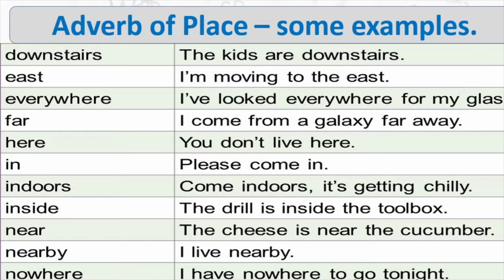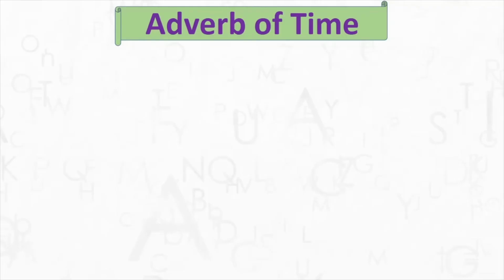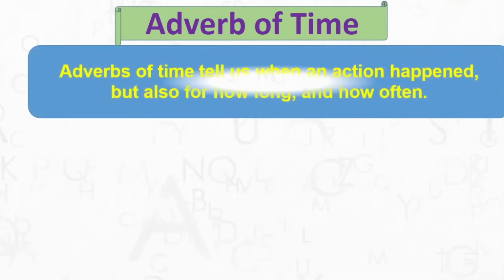All these words, downstairs, east, everywhere, far, here, in, etc. are adverbs of place. Alright, let's move on to the next one now, adverb of time. And remember I told you which is the other adverb which is very, very close to adverb of time. It is adverb of frequency. But let's take a look at time first. So what is adverb of time? It tells us when an action happened, but also for how long and sometimes how often.